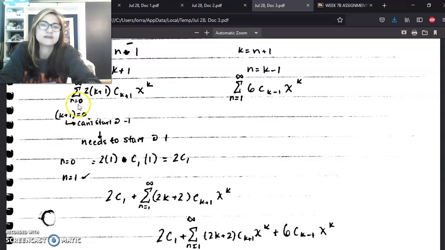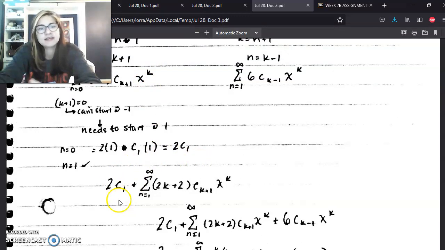So all we have to do is substitute n is equal to 0 into this first one. So that's just putting 0 in for k. So 2 times 1, and then c_1 times 1, because x to the 0 is 1. So that's equal to 2c_1. And then altogether, this power series is 2c_1 plus the summation of (2k+2)c_(k+1) x^k.